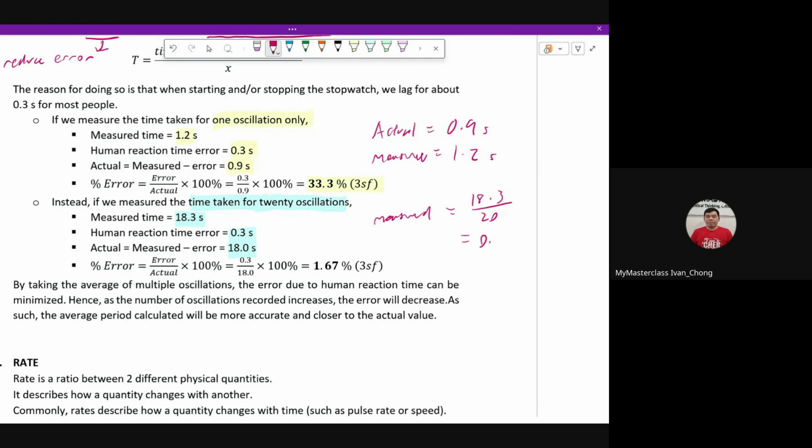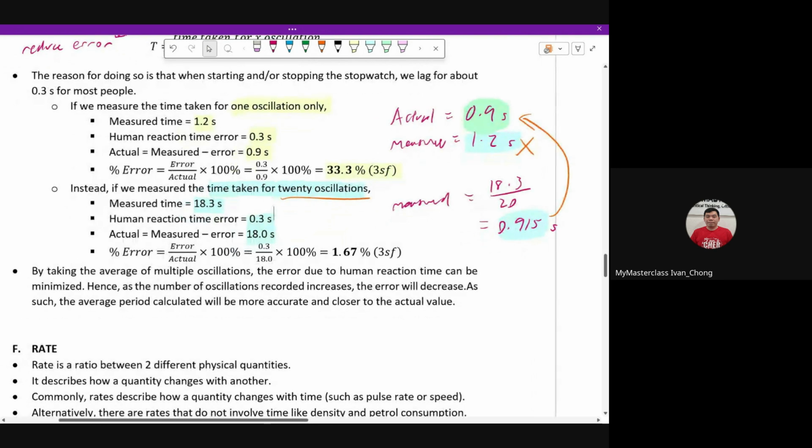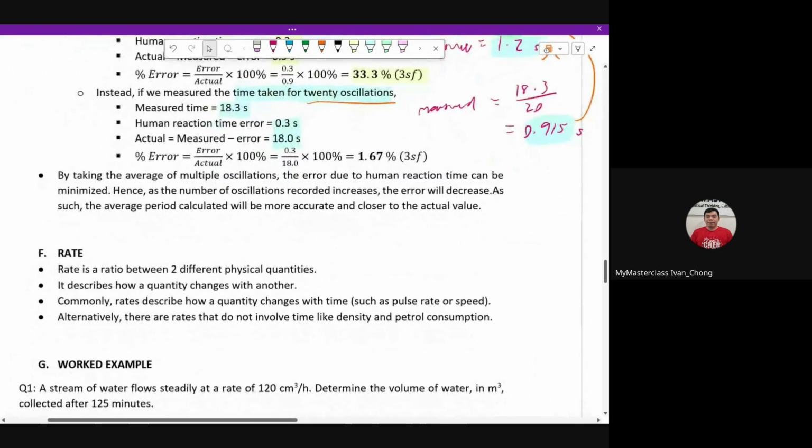We get 0.915 seconds. So if you compare these two, which one is closer to the correct value? Obviously, it is our second one. So this one is no good. That's why we actually use 20 oscillations, because when we try to solve for the correct value, this minimizes the error itself. So we only have a small error, and we will be closer to the 0.9 seconds. So this is how I explain.